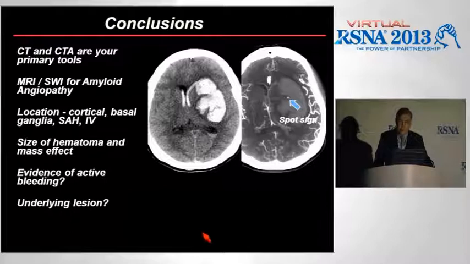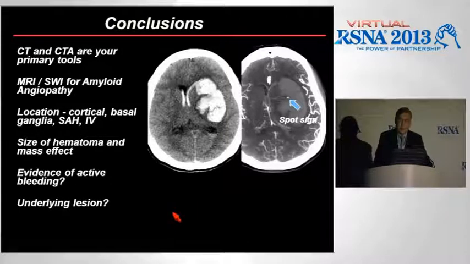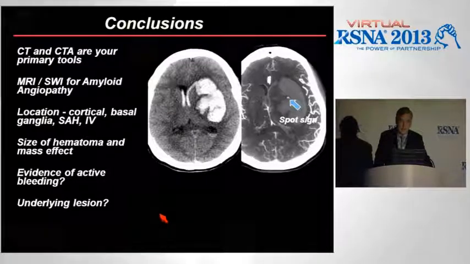So thank you very much for your attention. Just remember that CT and CTA are your primary tools, that MR is for amyloid angiopathy. Your differential diagnosis can be based on location, and keep in mind the hematoma evaluation for mass effect, active bleeding, and to try and identify the underlying lesion using CTA and MRA. Thank you very much.